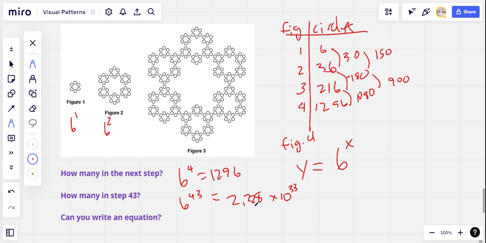Well, that was definitely the most humongous pattern we've ever seen. How did that go? Did you recognize that this was exponential? Did you get 6 to the x?